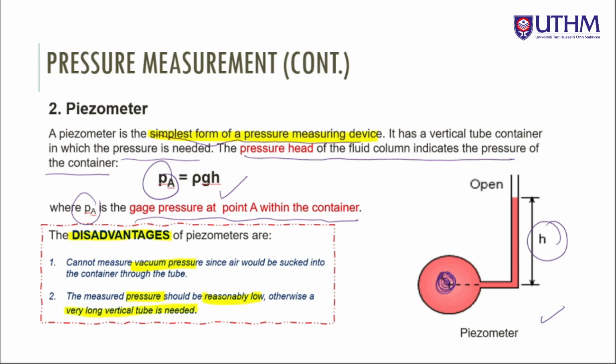Contohnya, if let's say very high pressure, so benda ni akan melimpah, dia akan lebih daripada this cylinder. So apa yang perlu dia buat adalah dia perlu tinggikan lagi, supaya dia boleh kira yang melimpah ni. So actually H dia akan jadi lagi tinggi lah. So countermeasure dia perlu create a very long vertical tube untuk calculate the pressure. Okay, this is the piezometer.